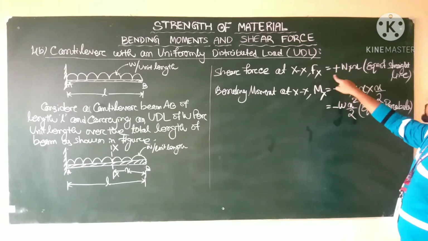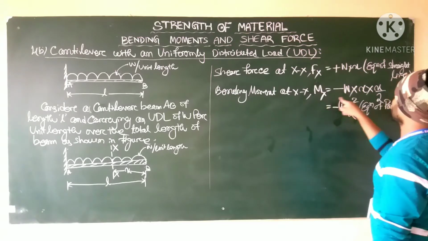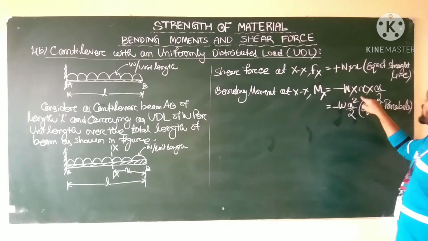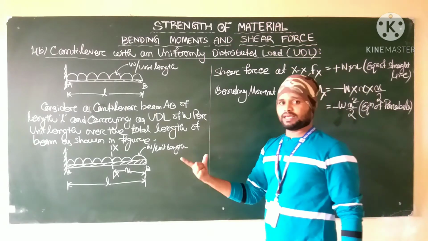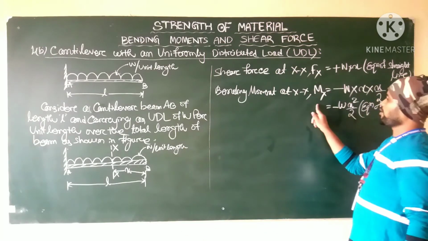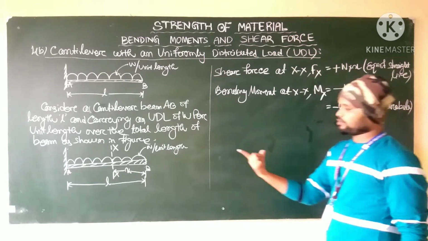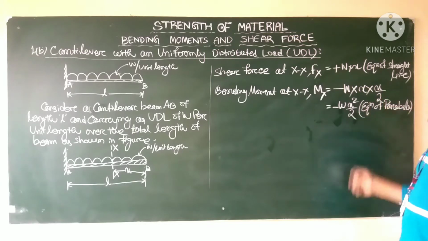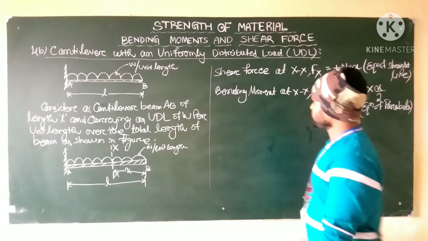So the shear force equation is plus W into x, the equation of a straight line, and the bending moment equation Mx equals minus W x square by 2, the equation of a parabola. Here the shear force formula is W into x, that means the weight and the length of the UDL applied. But in case of moment, it is the weight into the distance over which it is applied, into half of the distance, that is x by 2. You must remember this formula.